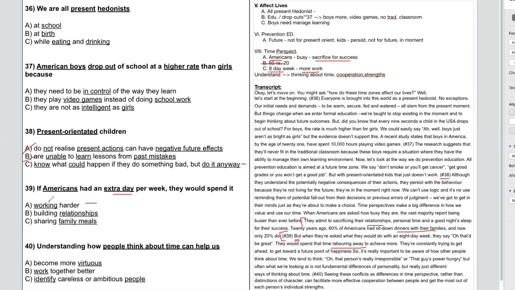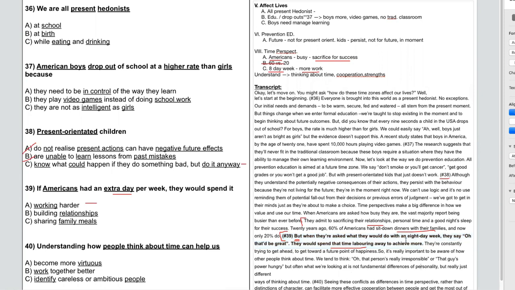Another common trick is to use these synonyms. So let me just go ahead and show you the correct answer. I'll put it in bold just so that we can read it and that it is clear. We see 8-day week, time laboring away. So this is the correct answer for 39.